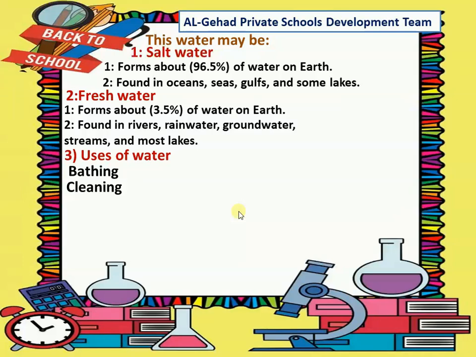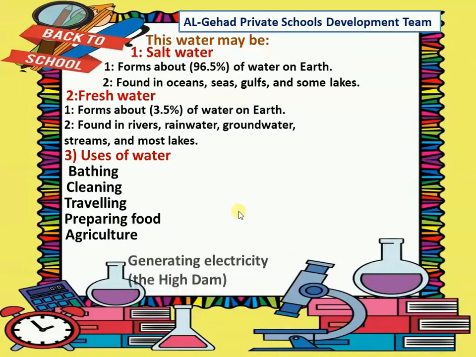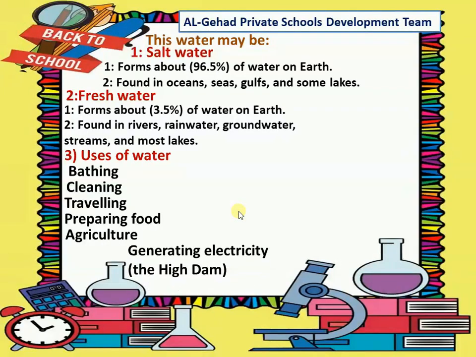Uses of water: bathing, cleaning, traveling, preparing food, agriculture, generating electricity like Aswan High Dam.